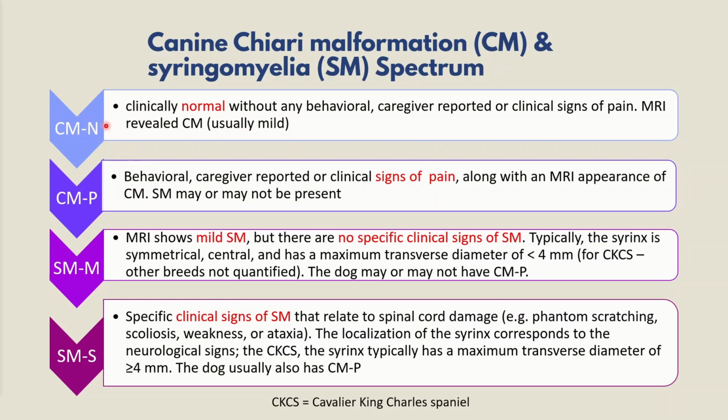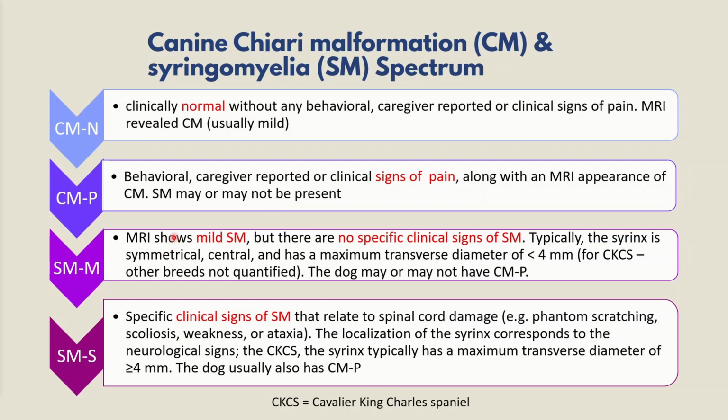Chiari malformation normal is that the dog is clinically normal, has no behavioural signs of pain, and you don't find any behavioural signs of pain on clinical examination, but when you do an MRI scan, you find a usually mild Chiari malformation. Chiari malformation pain is associated with clinical signs of pain, and the MRI appearance again has Chiari malformation, and they may or may not have Syringomyelia. So that's an important point to get across. Chiari malformation, the overcrowding of the brain in the skull, is associated with pain itself. They don't have to have Syringomyelia to have pain.